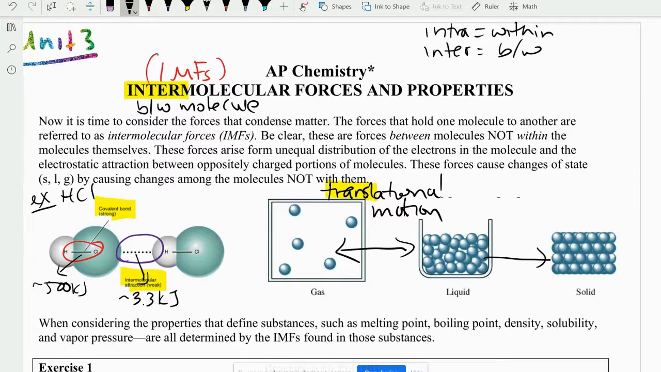So one thing to get clear is that bonds are much stronger than intermolecular forces. But intermolecular forces, because they cause state changes and because they're responsible for a lot of the physical properties of substances, we will have an entire dedicated unit talking about these.